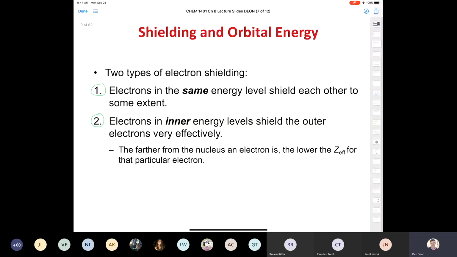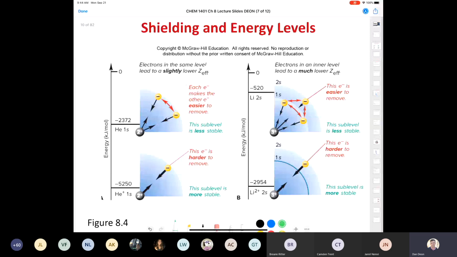So this slide is divided into two sides like this. On the left-hand side, what they're showing you is that electrons in the same level are going to lead to a slightly lower effective nuclear charge. And the way I would describe this to students is maybe, these two electrons are both fighting for this charge here. So they're going to shield each other a little bit, okay?